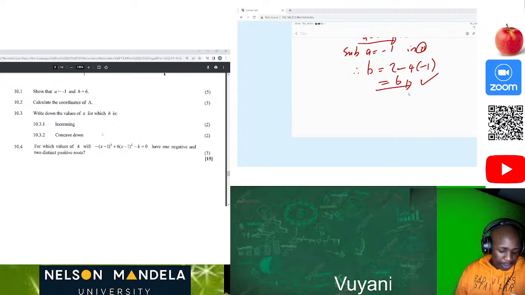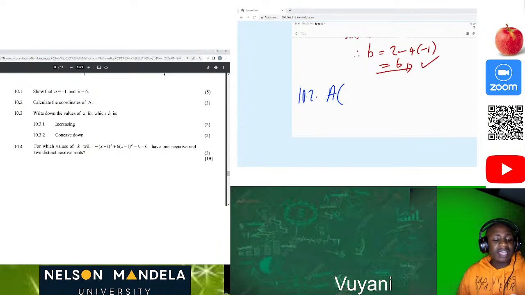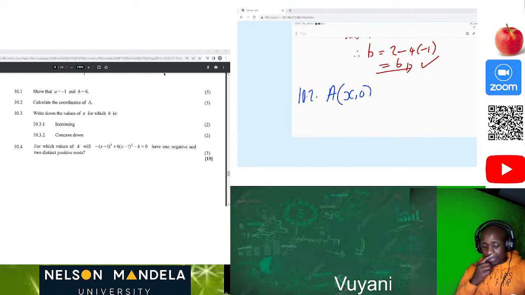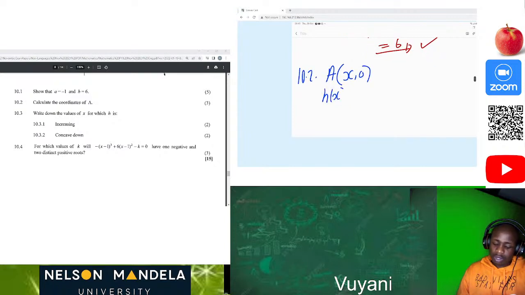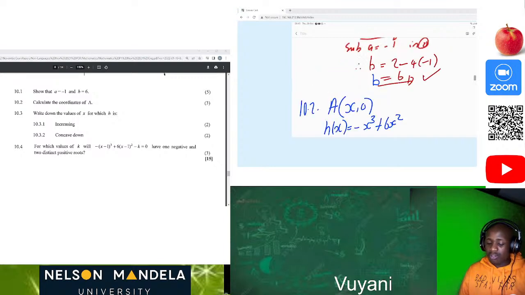Now on 10.2, write down the coordinates of A. Of course, when we were analyzing, we already said that the coordinates of A are easy. Why? Because the coordinates of A is the x-intercept, so its y is 0. So what is the original function now? So h of x is equal to negative x cubed plus 6x squared, because we have already calculated the value of b and also the value of a.